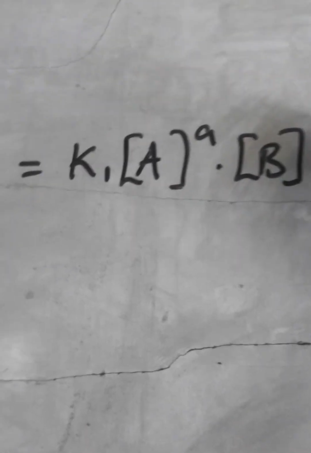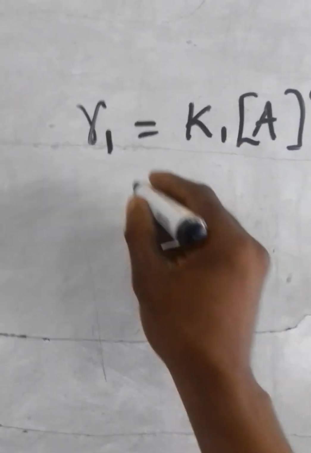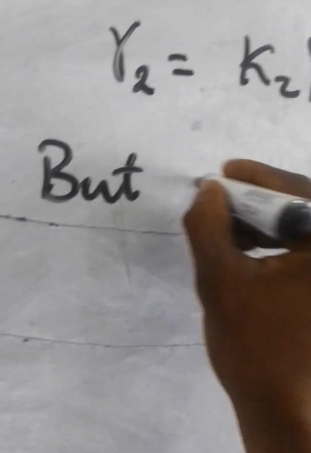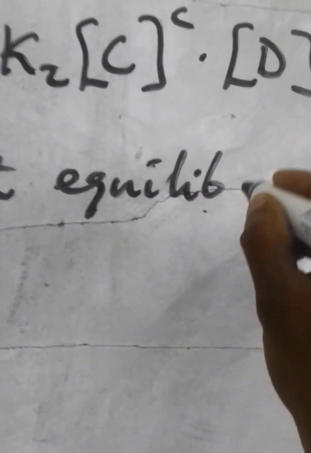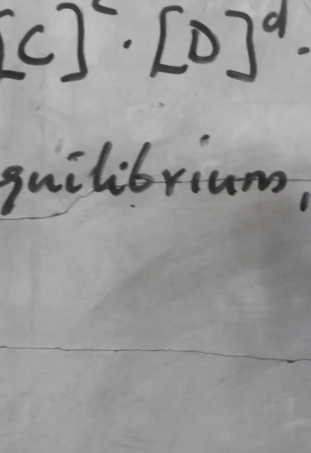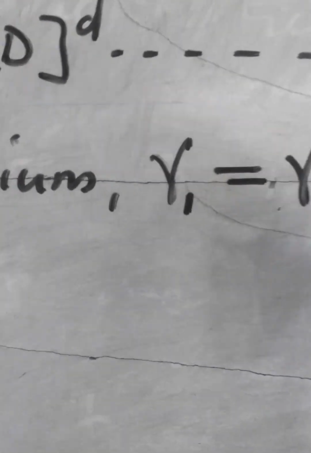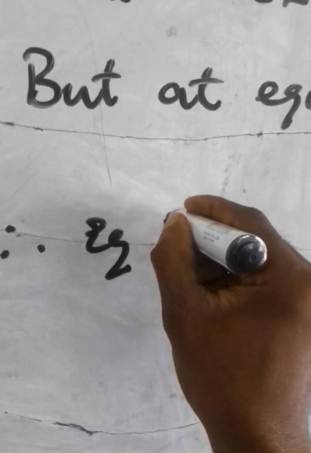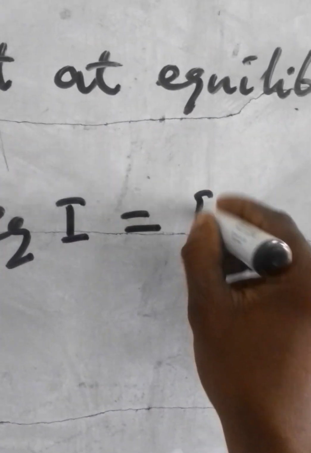Let's bring both equations together. We said that R1 equals K1 [A] raised to power a, [B] raised to power b, equation 1. And equation 2 is R2 equals K2 times [C] raised to power c times [D] raised to power d, equation 2. So we recall that at equilibrium, the rate of forward reaction is equal to the rate of backward reaction at chemical equilibrium. This now implies that equation 1 is the same thing as equation 2.